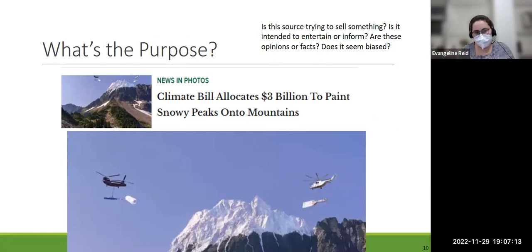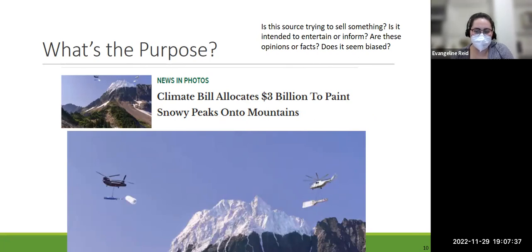Let's take a look at one. We want to think about what the purpose is of this bill. The climate bill allocates $3 billion to paint snowy peaks onto mountains. I'll give you a second to take a look here. The title itself could very well be real.